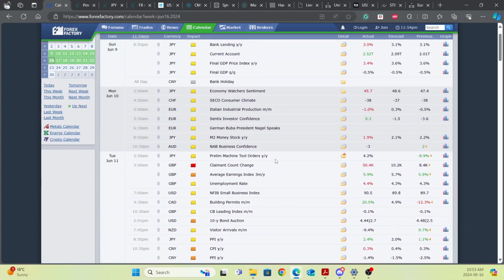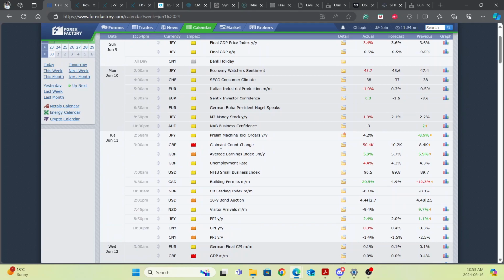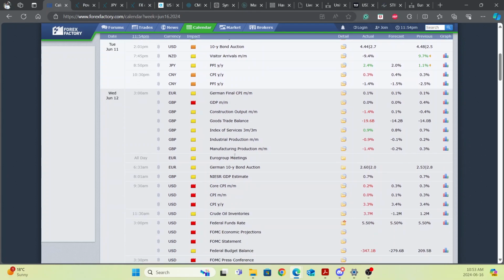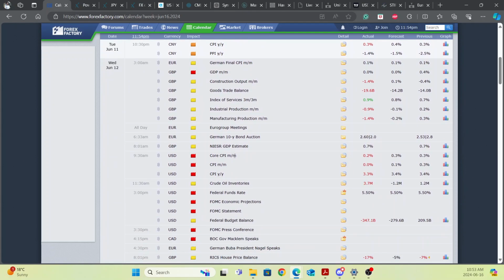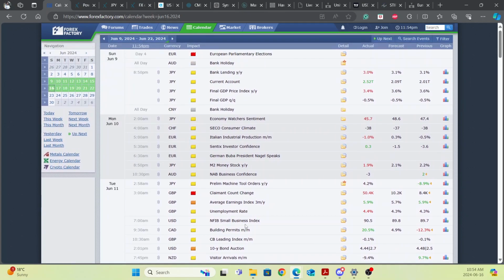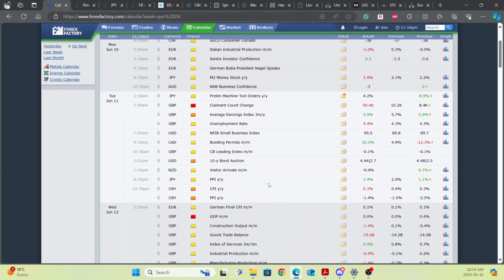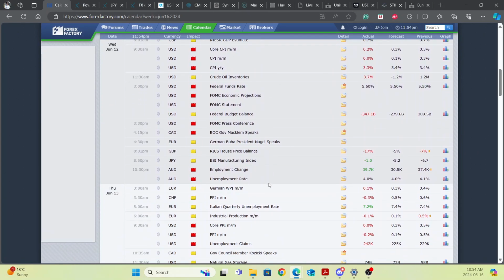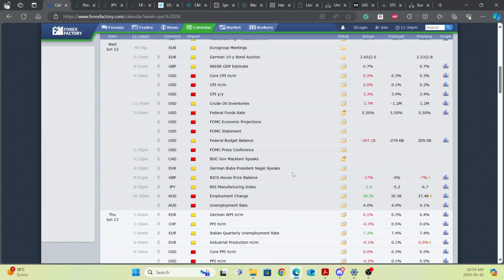Some of them were from the pound side. We had labor data on Tuesday and GDP data on Wednesday. If we look at the China side, we had a CPI and PPI report coming on Tuesday. And on the Aussie side, we had labor data on Wednesday, stating a 4% unemployment rate, and the employment change came better than expected. Of course, we will go through all of these data when we move towards our next day's analysis.